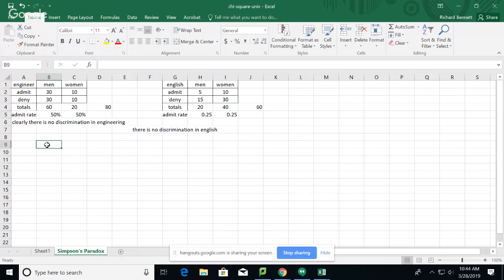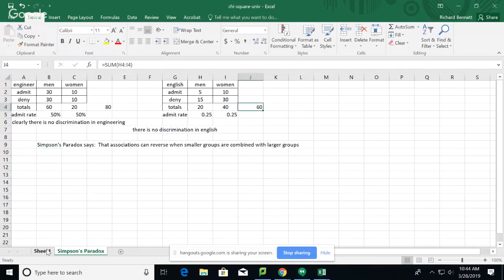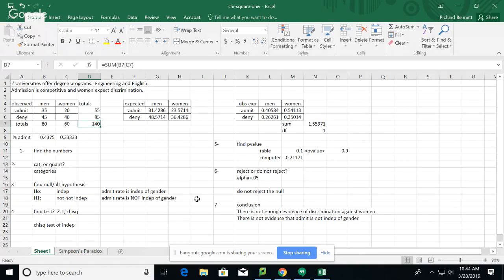But Simpsons Paradox says that associations can reverse when smaller groups are combined with larger groups. Okay? Now, in this case, they didn't reverse, but they could reverse. Okay? So the nice thing about here is I've got 80 and 60 adds up to be 140. So I remembered my numbers. I've done this enough times, I remembered them.